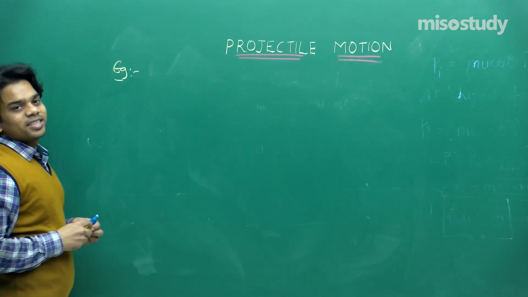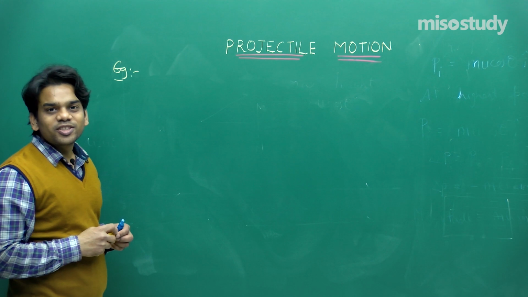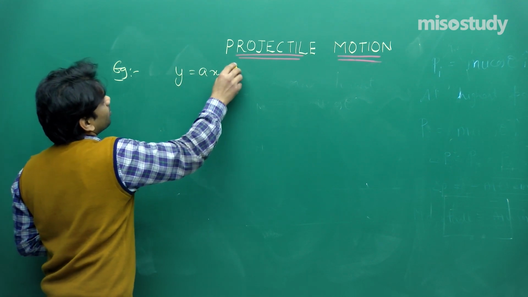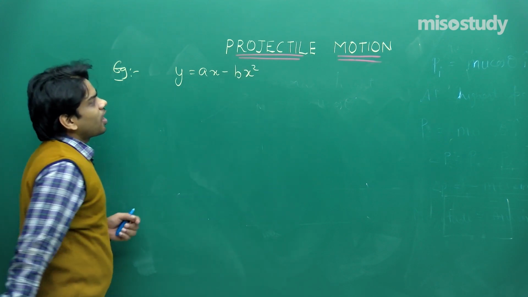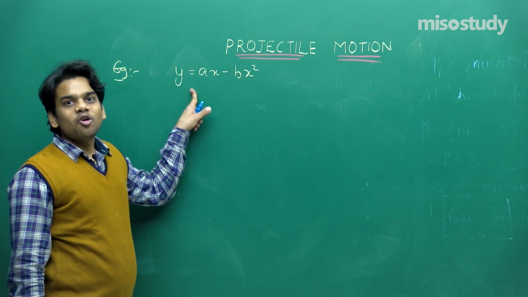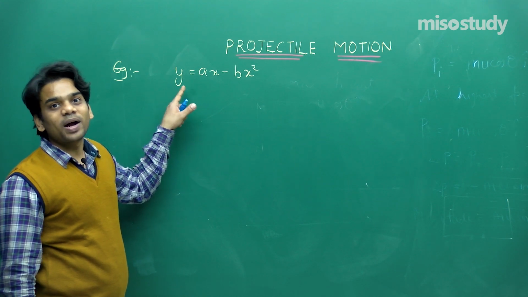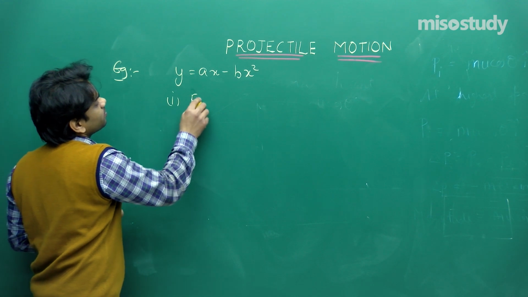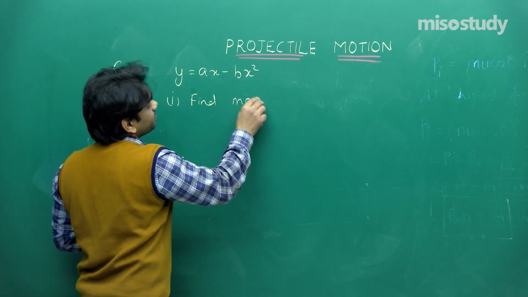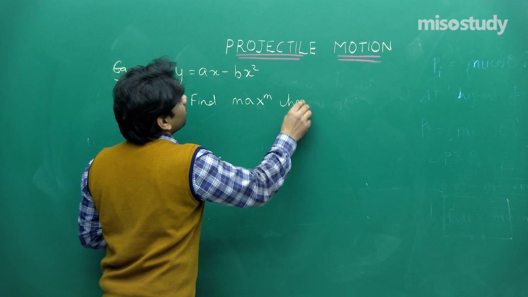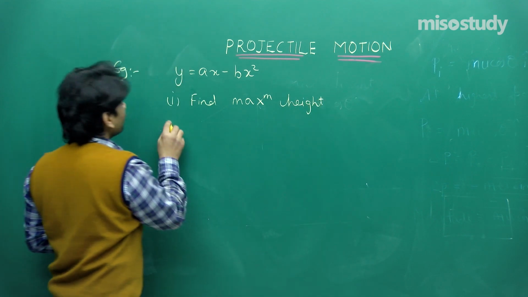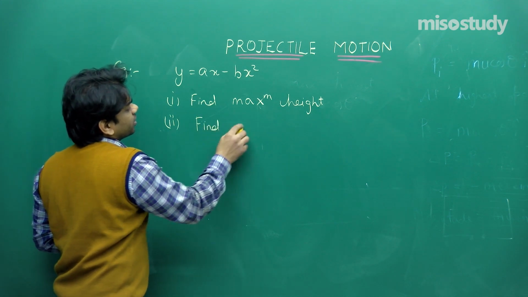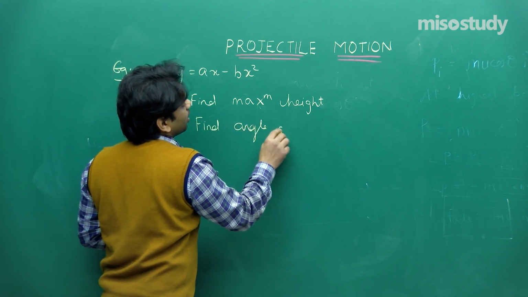The example states that, let us say the trajectory of a particle is given as y equals ax minus bx squared. After providing this trajectory, it is asking what is the maximum height attained by the particle. So the first part is to find the maximum height, and the second part of the question is to find the angle of projection.